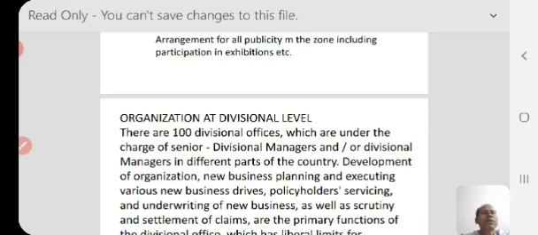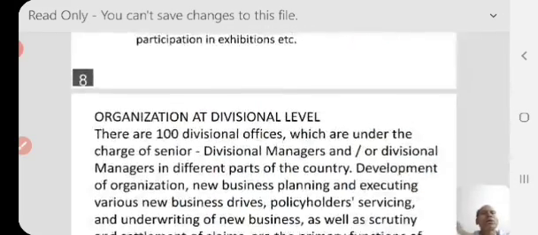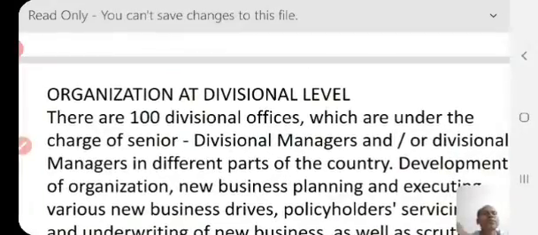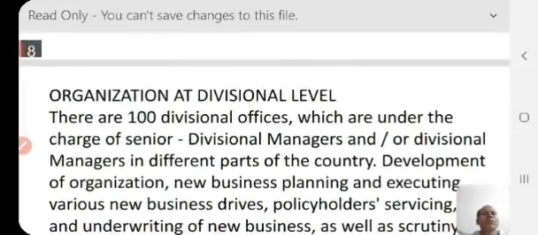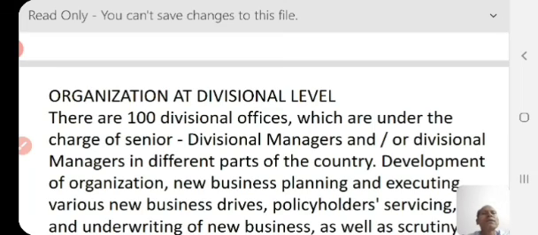Now let us see the organization at divisional level. There are 100 divisional offices all over India, which are under the charge of senior divisional managers and/or divisional managers in different parts of the country.